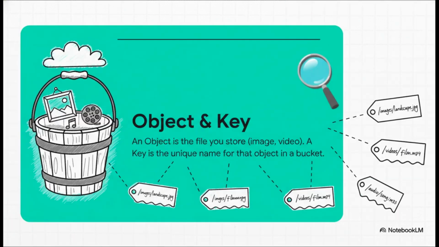Okay, so if the bucket is your main folder, then the objects are, well, they're the files you stick inside. An object is your actual data, the image, the video, the log file. And the key? That's just its unique name inside that bucket. It often looks just like a regular file path, which helps keep everything nice and organized.